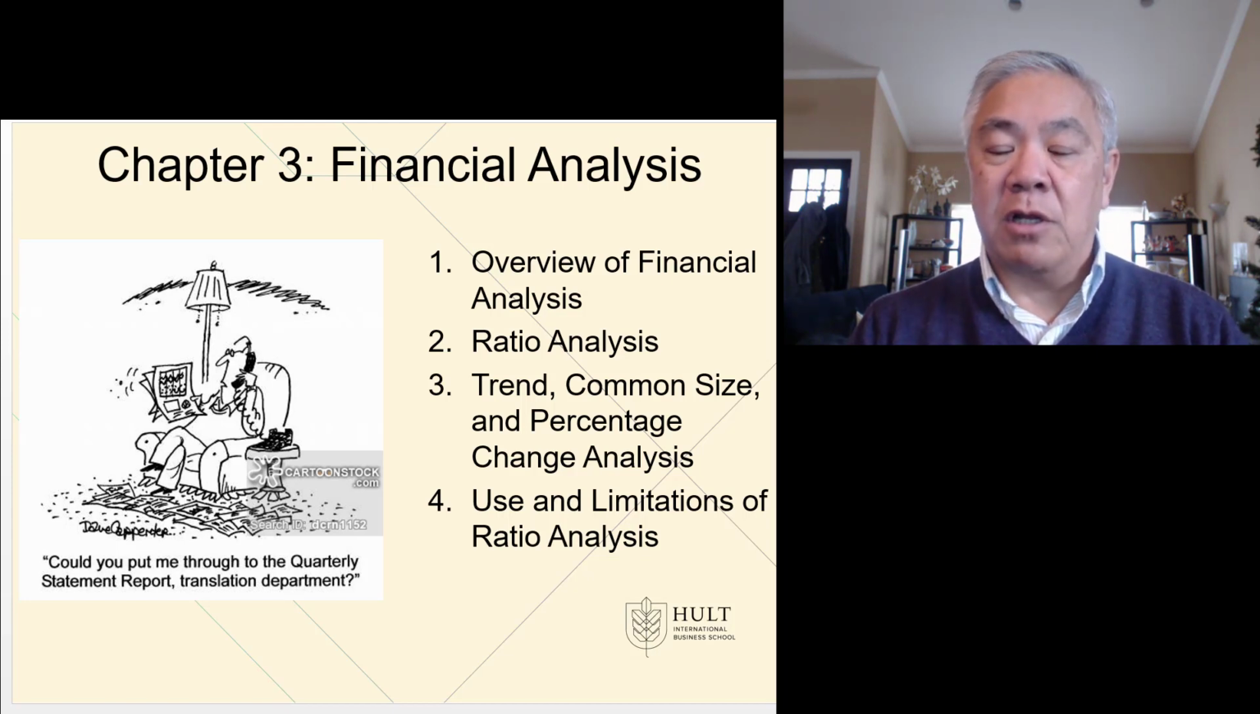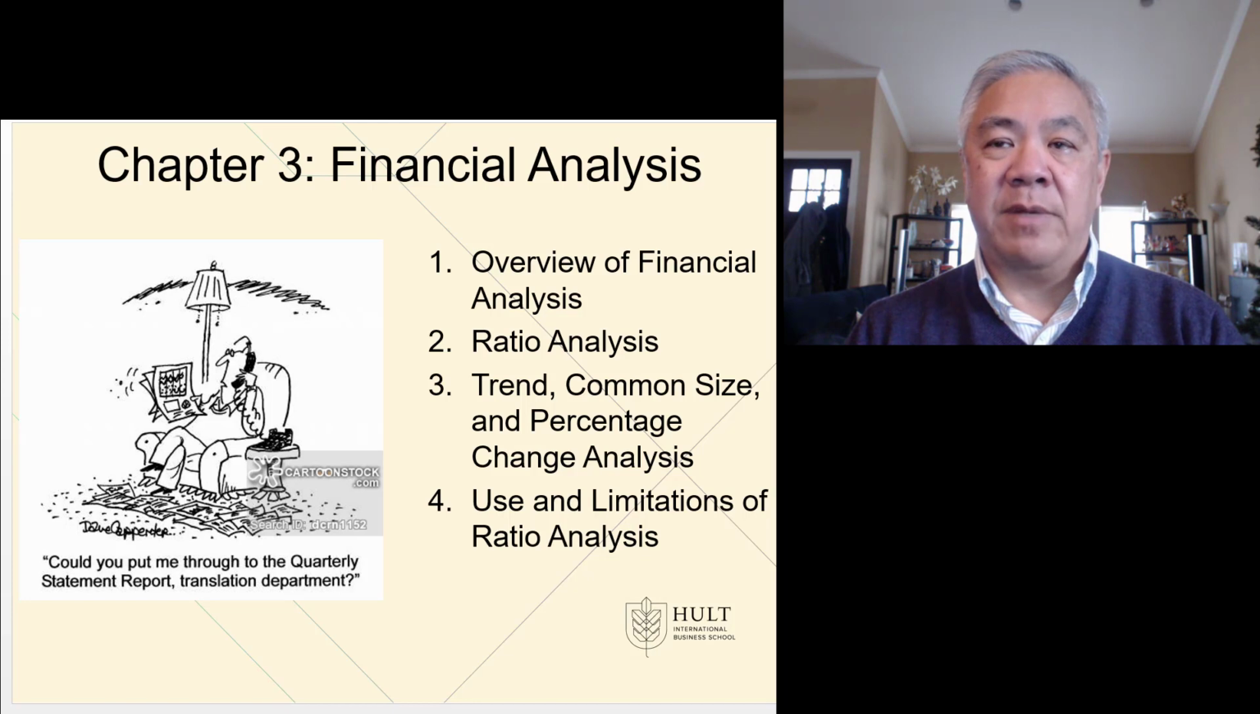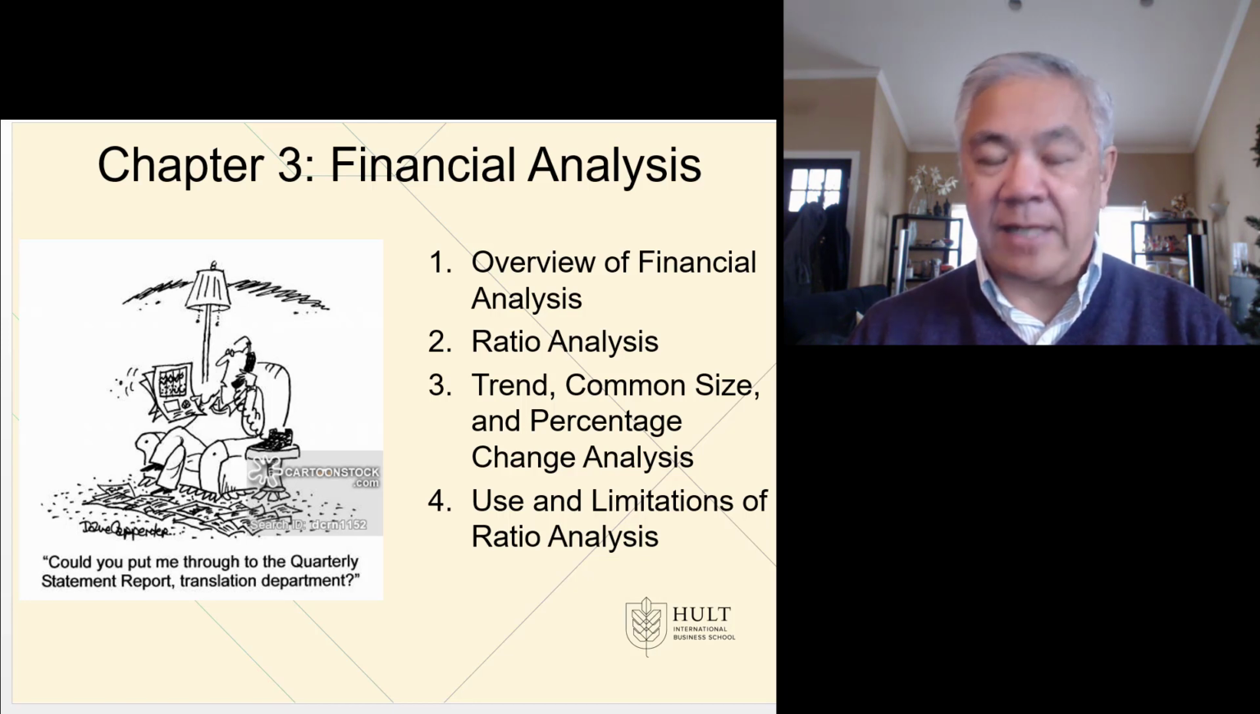So in today's video, we're going to look at an overview of financial analysis, then look at examples of ratios by category, and this will be kind of the heart of the matter in this particular chapter. Third, we're going to look at some other tools that are useful: trend analysis, common size of balance sheet, common size of income statement, and percentage change. And as a wrap-up, we'll do a couple of comments on the use and limitations of our financial analysis.